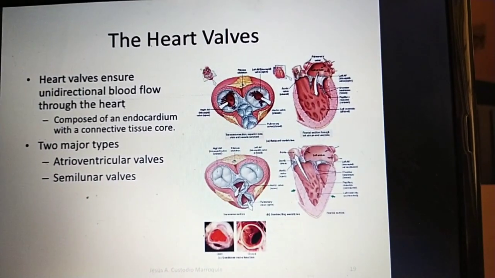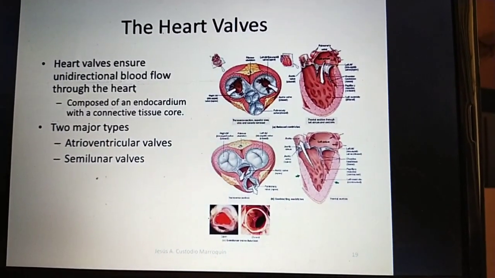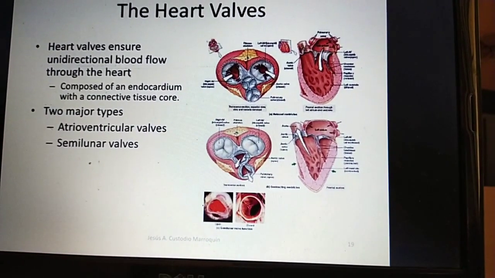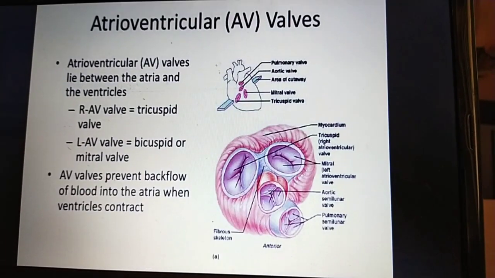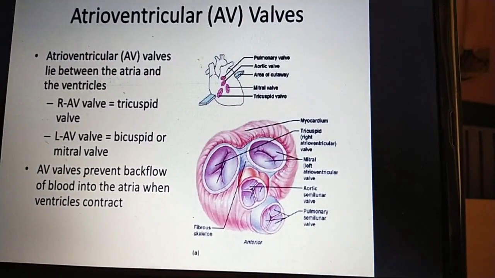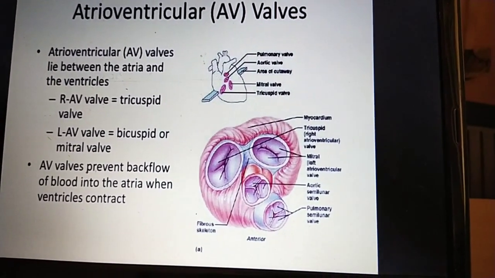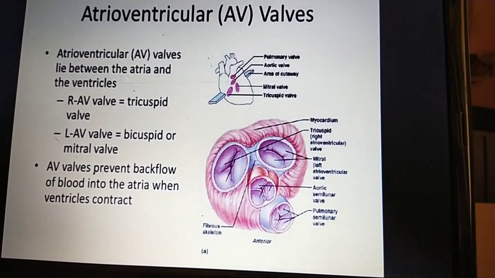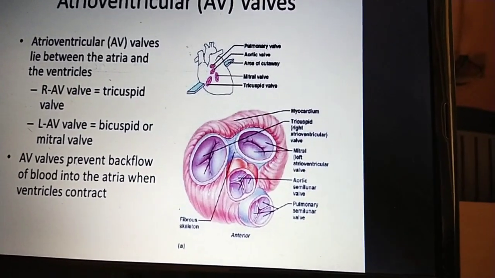Now we can go for the heart valves. The heart valves also ensure unidirectional flow through the heart. They are composed of endocardium with a connective tissue core. The two major types are atrioventricular valves and semilunar valves. The atrioventricular valves lie between the atria and the ventricles. The right atrioventricular valve is tricuspid because it has 3 cusps, and the left atrioventricular valve is called bicuspid because it has 2 cusps.